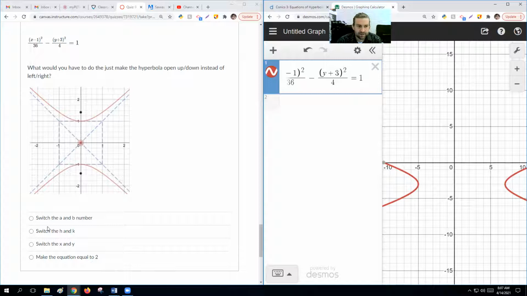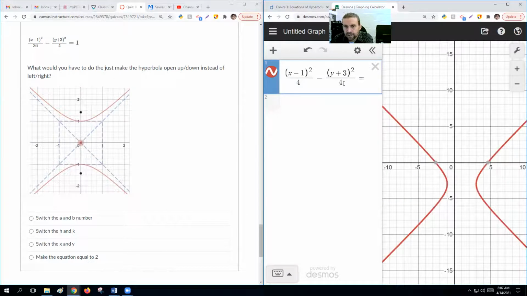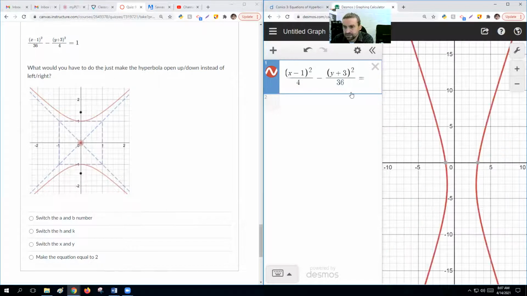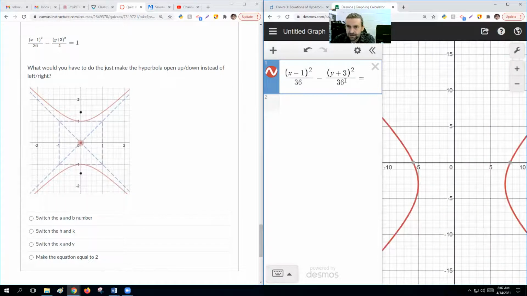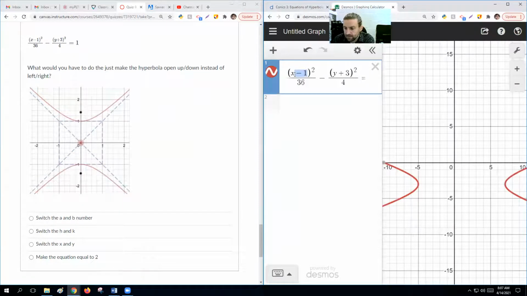All right. So what would you have to do to make the hyperbola open up and down instead of left and right? All right, so we got a couple of different options here. It says switch the A and B number. So let's switch this to 4 and switch that to 36. Okay, that did not work here. So that still is left and right. Okay, so we'll go back. What about switch the H and K number? So we'll make this x plus 3 and y minus 1.